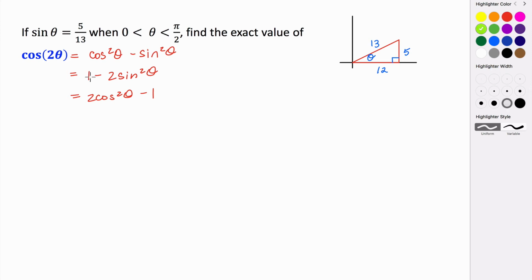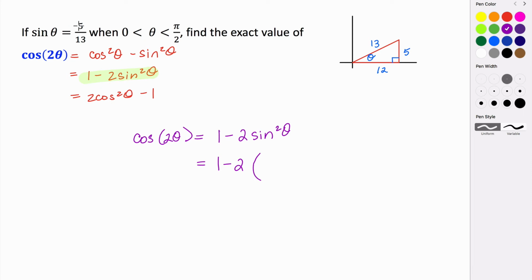I'm actually going to use this one because this is the formula that we could have used from the very beginning without having to draw a triangle. Because we knew the sine, so we could have just used this equation. So the cosine of 2 theta is equal to 1 minus 2 times the sine squared of theta. So this is 1 minus 2 times the sine of theta, which is 5 over 13. And then we're squaring that.